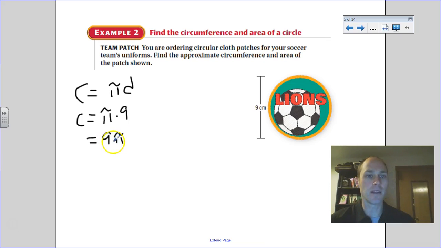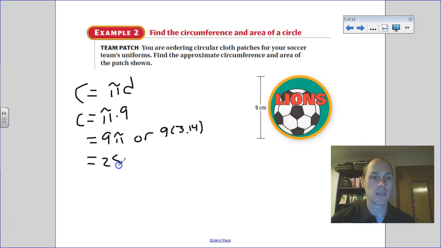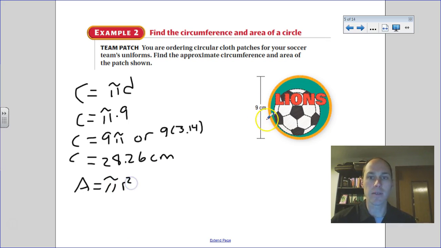And if we want to approximate it, pi is approximately 3.14. So 9 times 3.14 gives us 28.26. And if we want an approximate measurement, 28.26 is measured in centimeters. And area is pi r squared. So our radius is going to be half the diameter, so our radius is only 4.5. So pi times 4.5 squared.